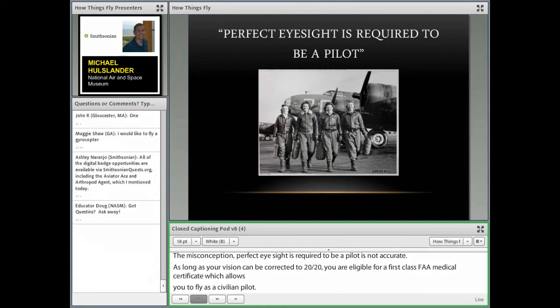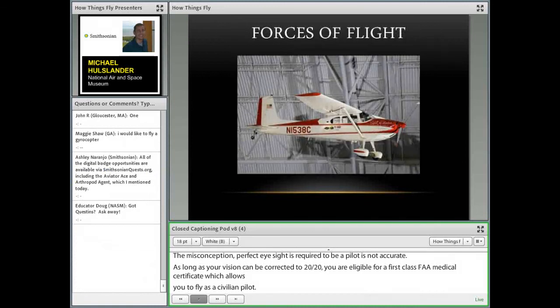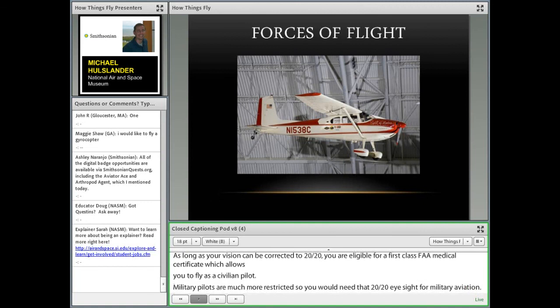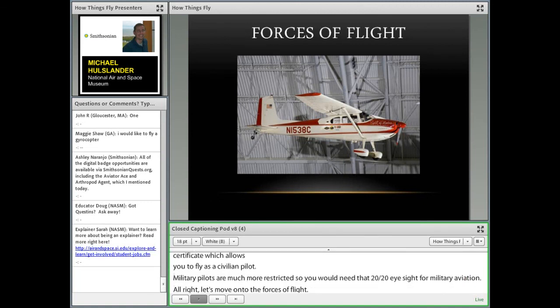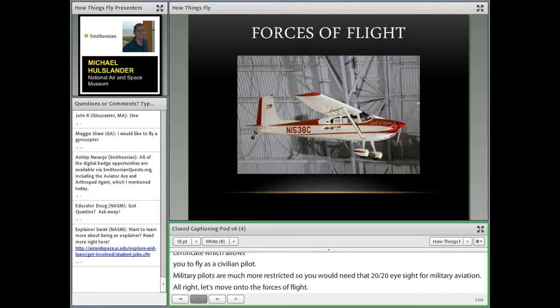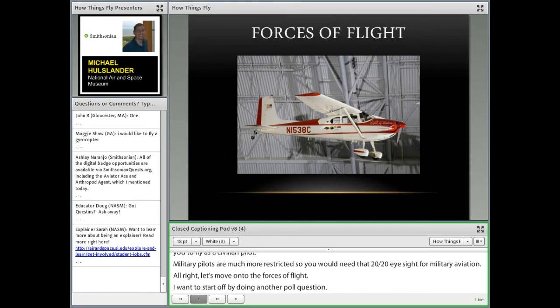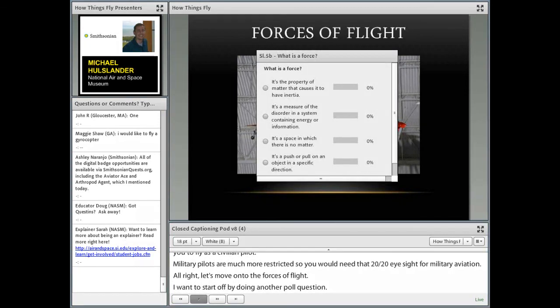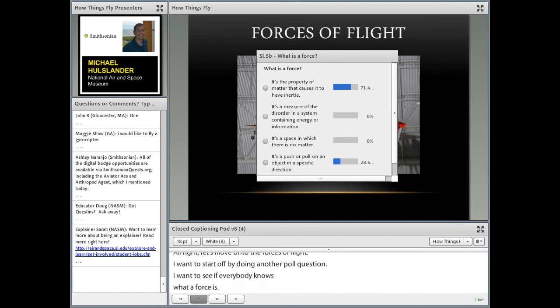All right, so let's move on to the forces of flight. I want to start off by doing another poll question, and I want to see if everybody knows what a force is. Great, and you'll see a number of options right there on the screen again, so feel free to click on those.